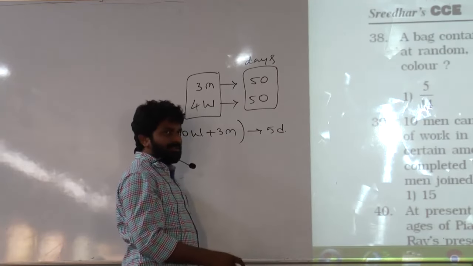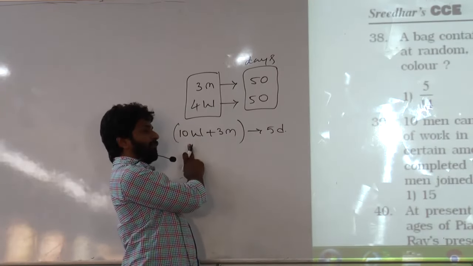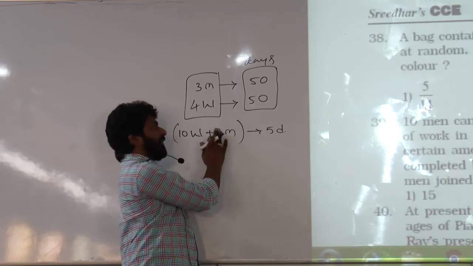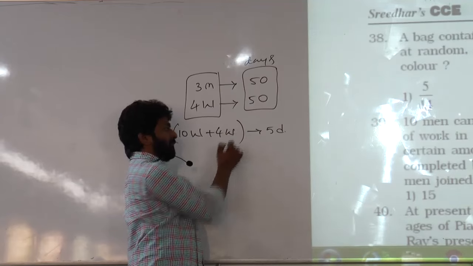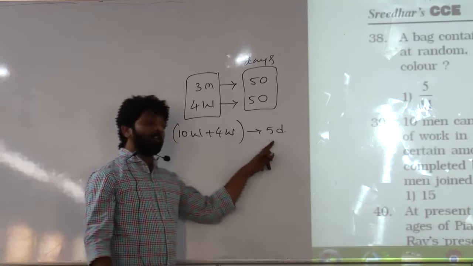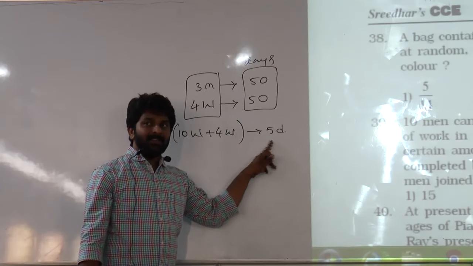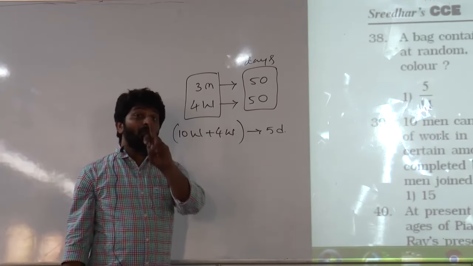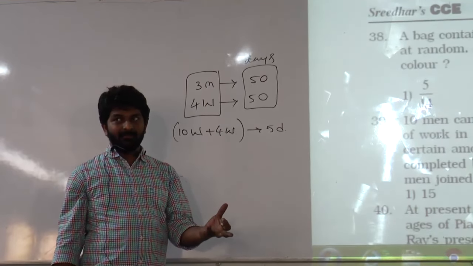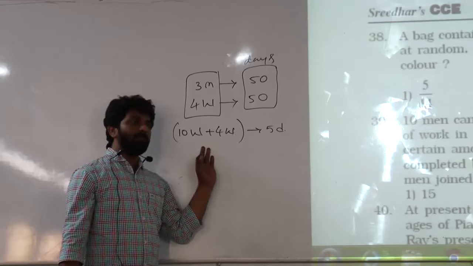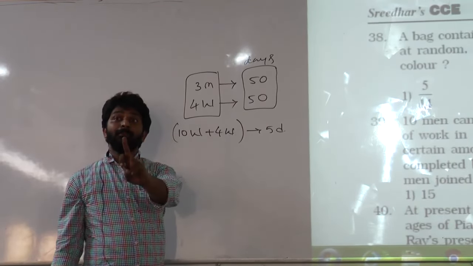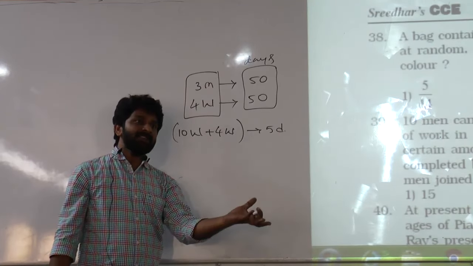After working for some days, 3 men joined 10 women. The efficiency of 3 men is equal to that of 4 women. So can I replace 3 men with 4 women? Yes or no? So total how many women are here? 14 women worked for how many days? 5 days. The same I can represent as 1 woman can work for 70 days. 14 women worked for 5 days, which is equal to 1 woman worked for 70 days.